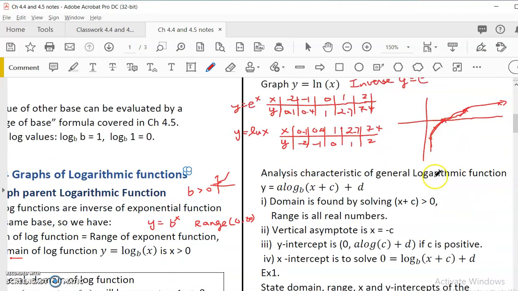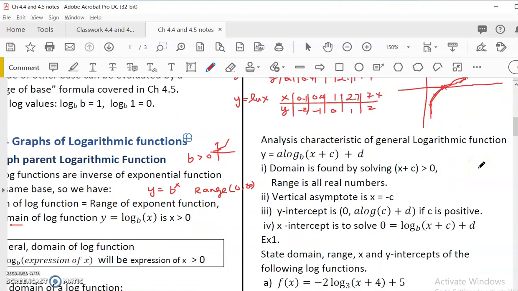So let's analyze some of the characteristics of the log function. If you are to solve for the domain, solve for x plus c. For a very general log function a log base b of x plus c plus d, x plus c is inside. The domain is solved by inside greater than 0. The range is always all real numbers. The vertical asymptote is always x equal to negative c, right? Because it's the leftmost or rightmost number.